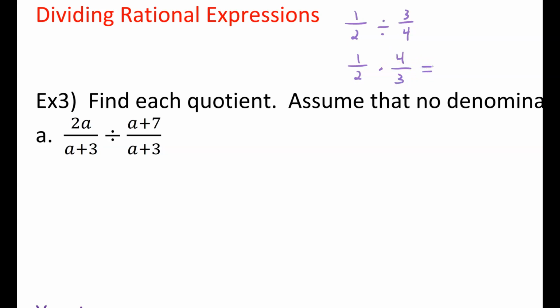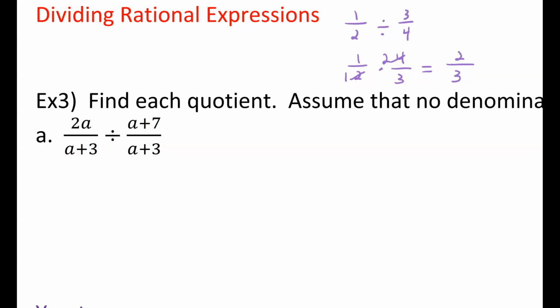And would we turn this into 4 over 6? We would simplify first. 2 goes into 4 how many times? Twice. And now we're already simplified because the only thing that is left is 1 times 2 is 2 and 1 times 3 is 3. Okay, this is the same thing we're doing with our rational expressions.